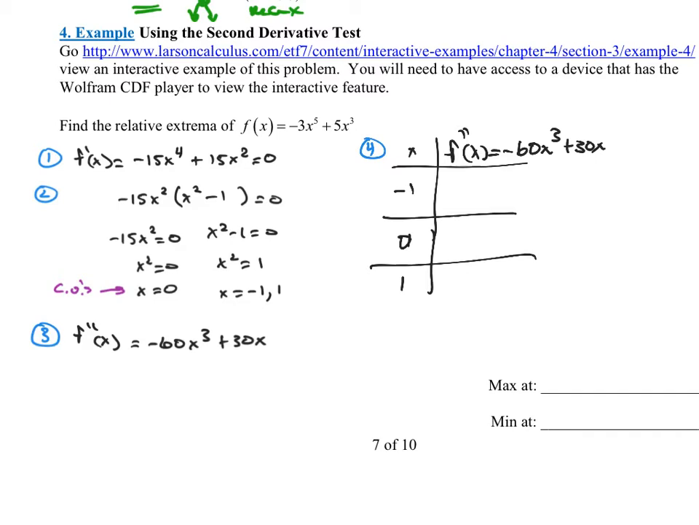Again, all I care about is the sign of these numbers. So negative 1 cubed is negative, times a negative 60 would be a positive, and then we would have minus 30, so that's going to be a positive number. Because my second derivative is positive, I know it's concave up, which tells me that point is a minimum. Look at 0. Negative 60 times 0 cubed plus 30 times 0. That's 0. That tells me the second derivative test doesn't work.